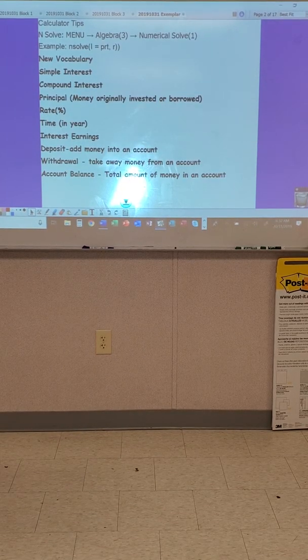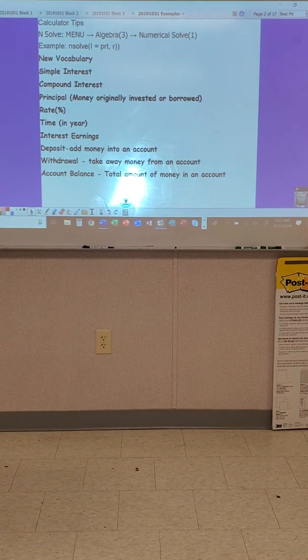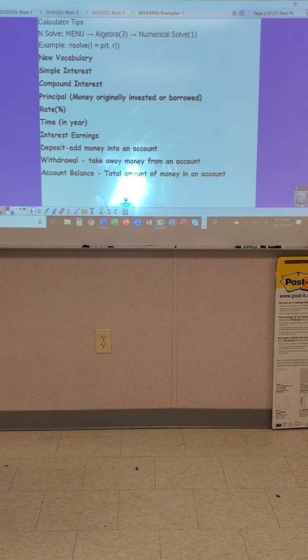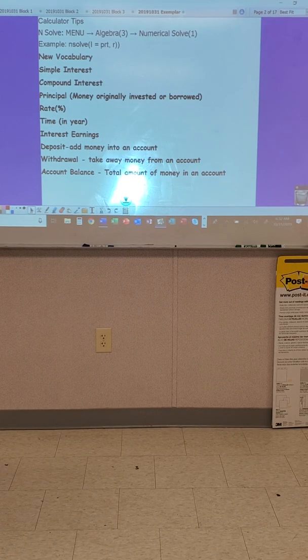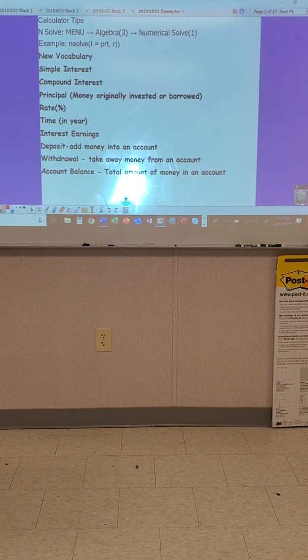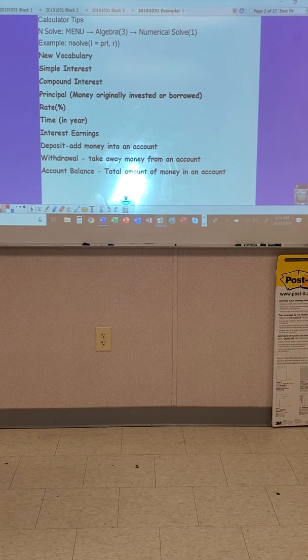Here's some new vocabulary. Simple interest is interest paid only on the principal. Any accumulated interest is not part of the calculation. Compound interest, however, includes all that accumulated interest earnings. So over time, compound interest is much more powerful than simple interest.